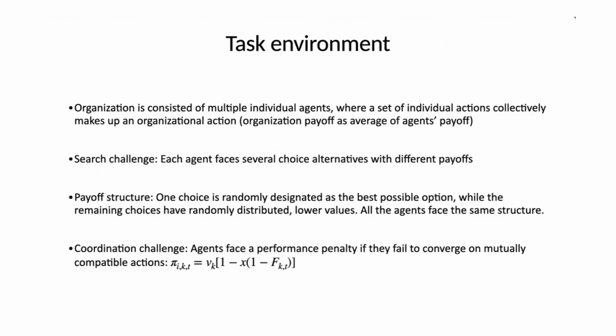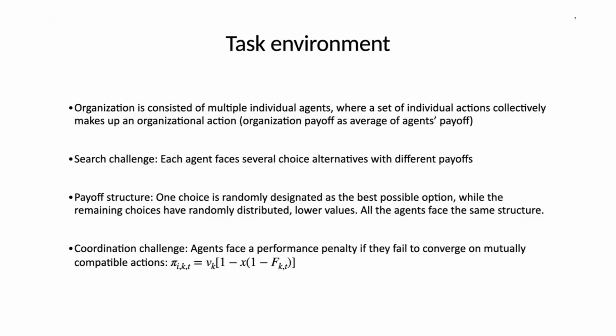But there's also a coordination challenge, that the agents face a performance penalty if they fail to converge on mutually compatible options. In other words, the payoff of the option that the agent selected will have a penalty if this option is not simultaneously chosen by the other agents in the same organization. This is formulated mathematically: the payoff pi for agent i on choice k in period t equals the value the agent derived from option k, multiplied by a weighting term, which, if it is smaller than 1, is a penalty.